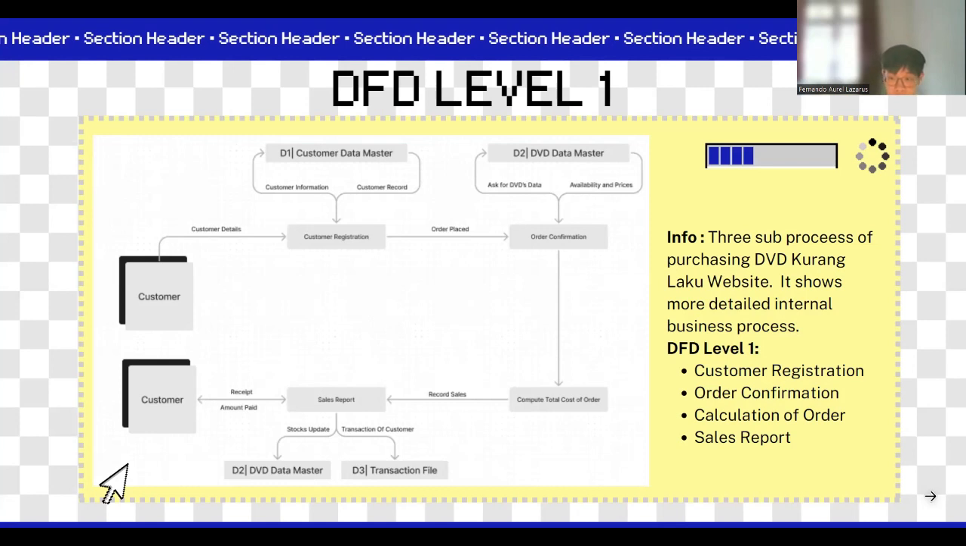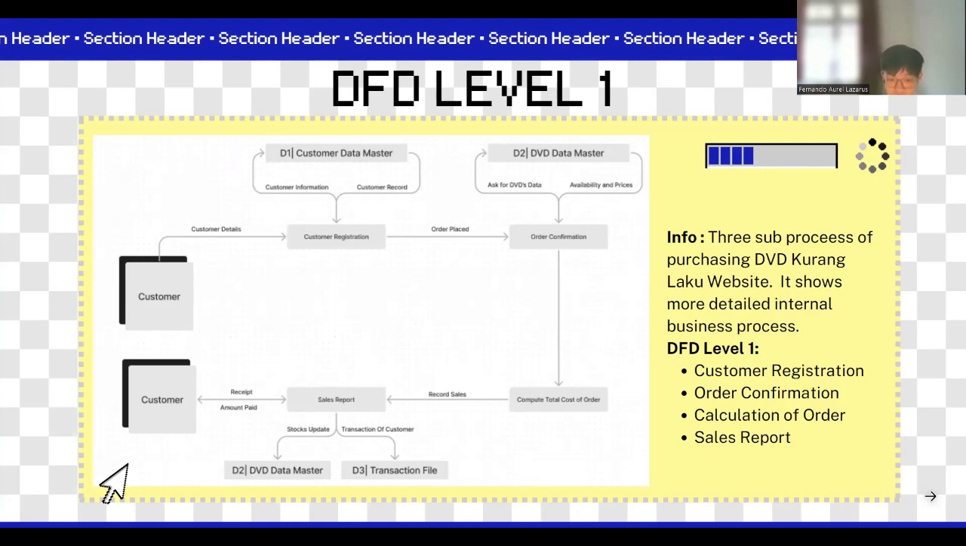A new customer has to register before placing an order. This process handles all the customer records and information. For example, the data they collect is the ID card, address, phone number, and more. Furthermore, the customer registration sub-process also maintains the record of all registered customer data.